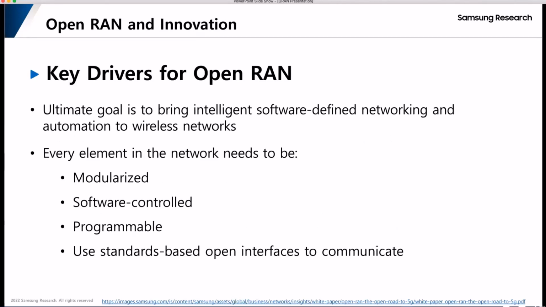So with the growth in automation, machine learning, AI, and other latency demanding applications, wireless networks will become increasingly complex. Network operations need to be autonomous and programmable, just like self-driving cars. So this brings us to another goal of the Open RAN, which is to bring intelligent software-defined networking and automation to wireless networks. In order to achieve this, every element in the network needs to become modular, software controlled, programmable, and make use of standards-based open interfaces.